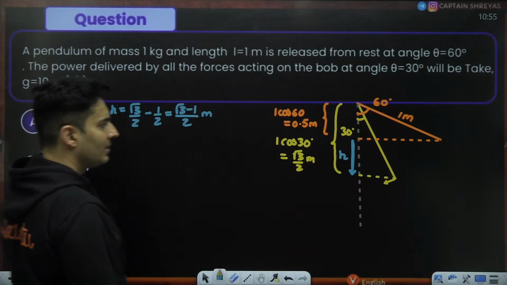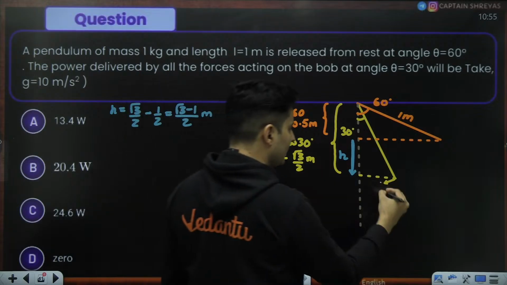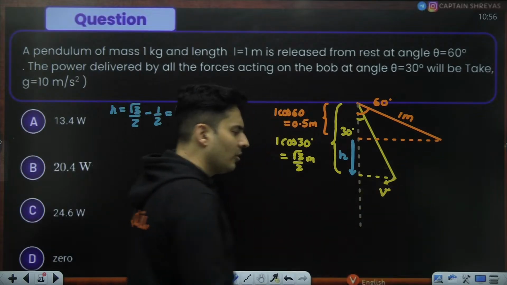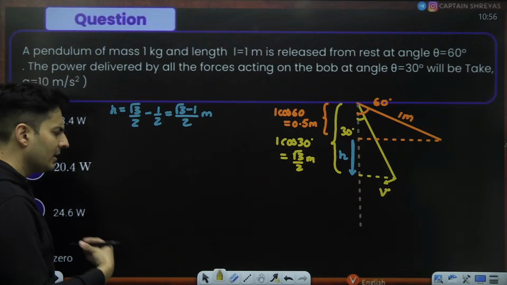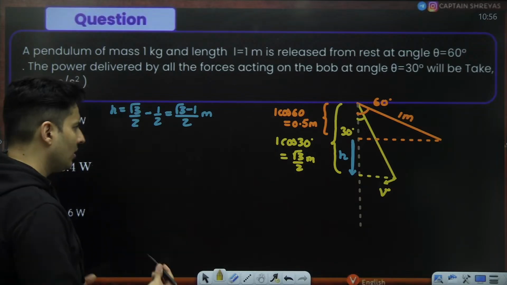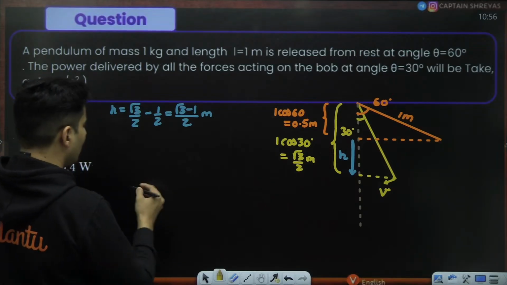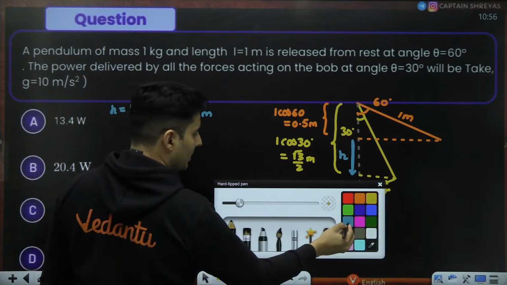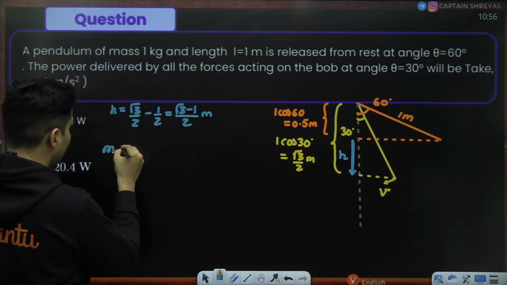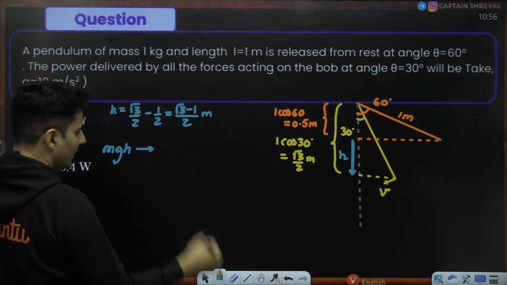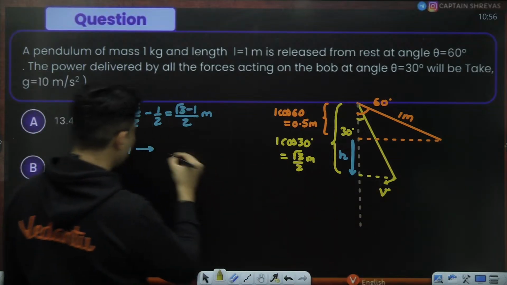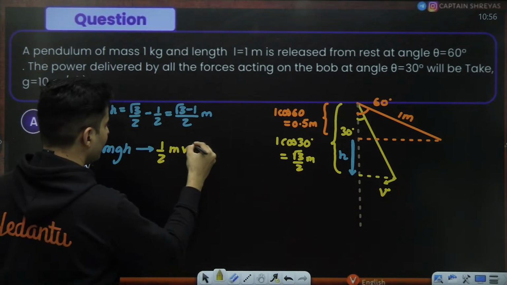Why do I need this? So that I can find out how much is this particular speed. The loss of potential energy goes into kinetic energy that will be needed for calculation of power. You will see how. So I can say the potential energy which is there, which is mgh, will completely go into kinetic energy, which is half mv square.